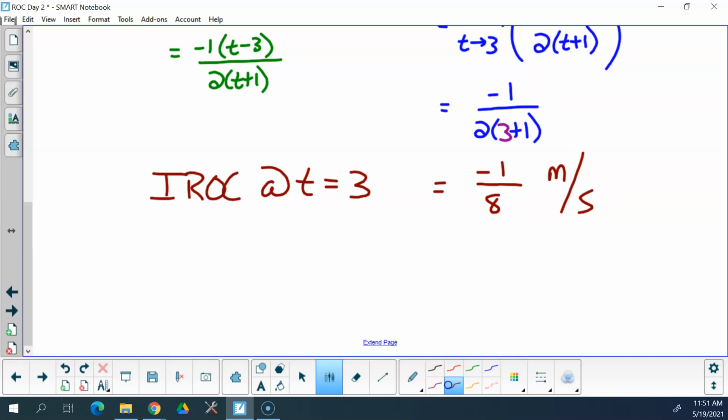It went out for a while, slowed down, now it's moving backwards for a while, and then it might speed back up a little farther away. Or it might come all the way back to the start, and then keep going back, and then stop, and go back. So you can have negative IROCs. You can have negative distances. You can have negative AROCs. All good things.